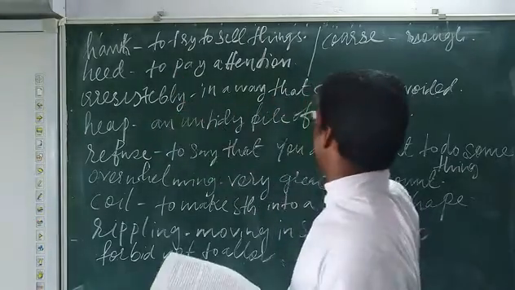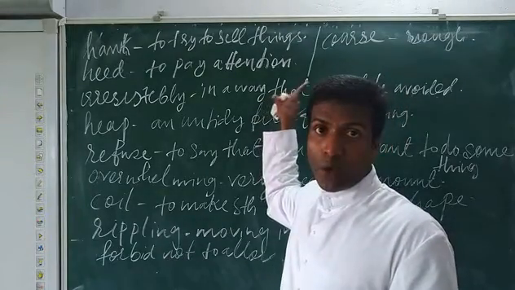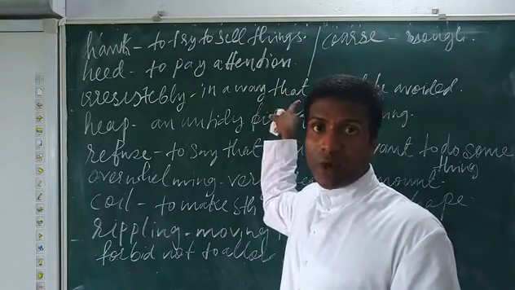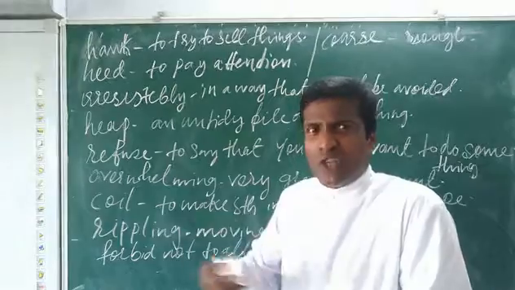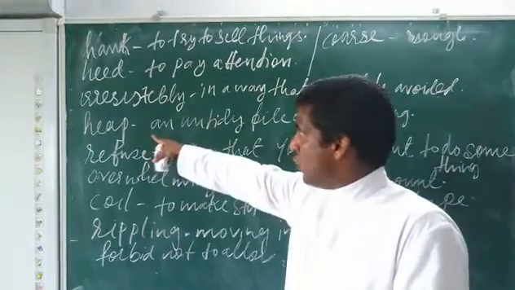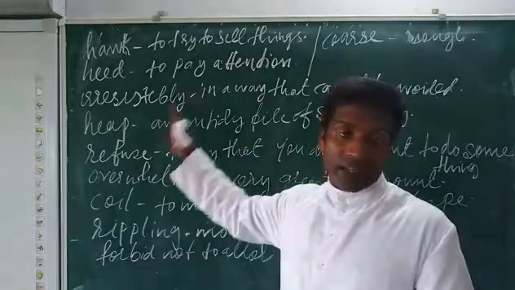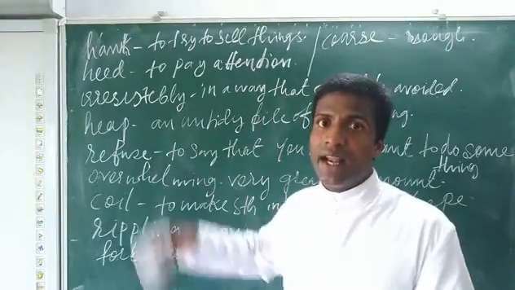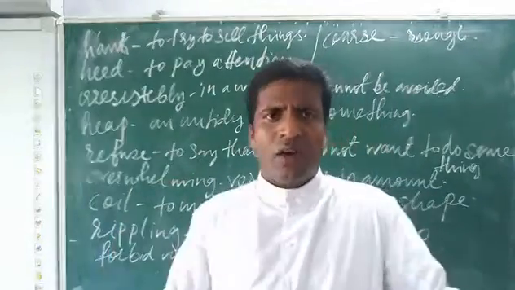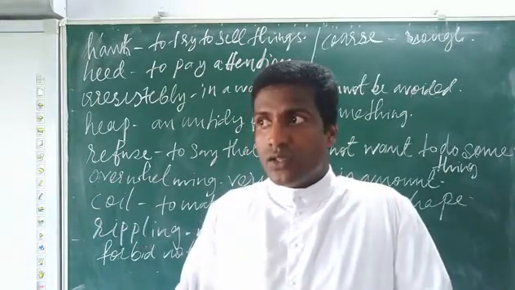Irresistibly means in a way that cannot be avoided. Irresistibly, uncontrollably. The second one, heap: an untidy pile of things, an untidy pile of something, so many things put together. Okay, that is called heap.